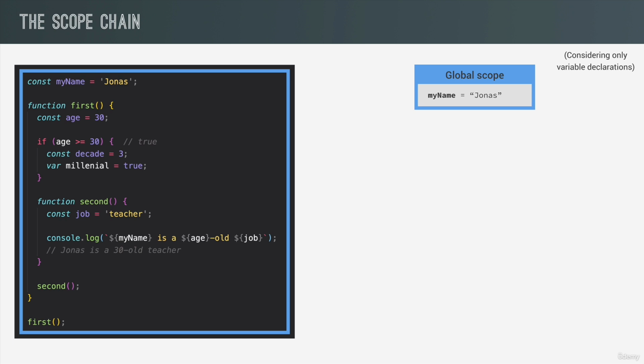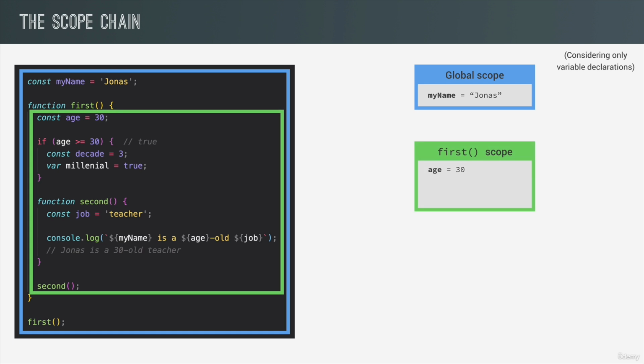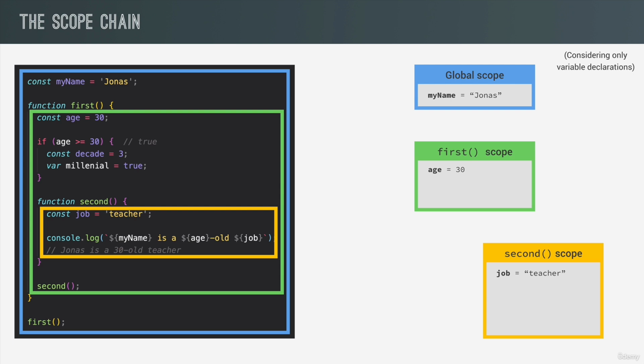Anyway, inside the global scope, we have a scope for the first function, because each function creates its own scope, remember? And what's in this scope? Well, it's the h variable that's declared right at the top of the function. Next, inside the first scope, let's now consider the second function, which will also create its own scope containing the job variable set to teacher. So as you see, we have a nested structure of scopes with one scope inside the other.